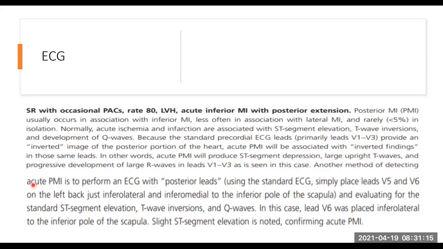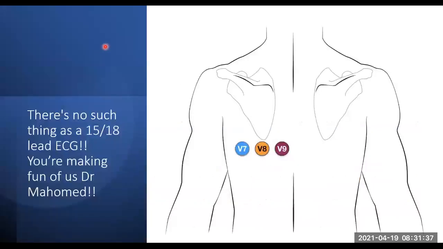Another method of detecting acute PMI is to perform an ECG with posterior leads. Okay, I'm going to show you that now. So using the standard ECG, simply place leads V5 and V6 on the left back, just inferior to the inferior pole of the scapula, evaluating the standard ST segment elevation and so on. It's a long thing to read, all right? Let's have a look and see what they're actually talking about. So this is what they are talking about.